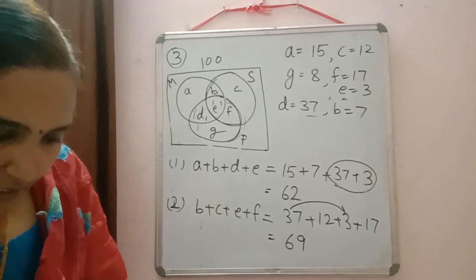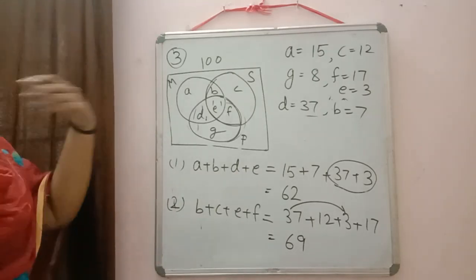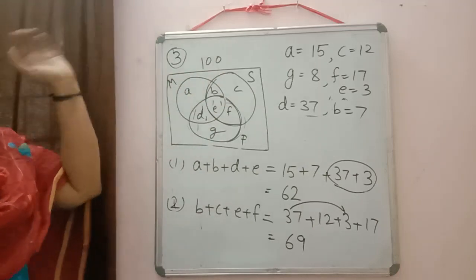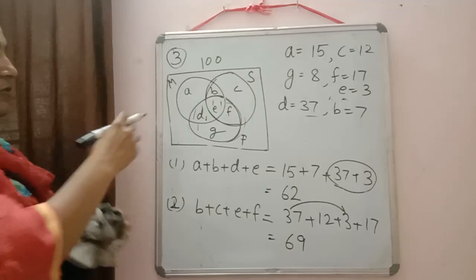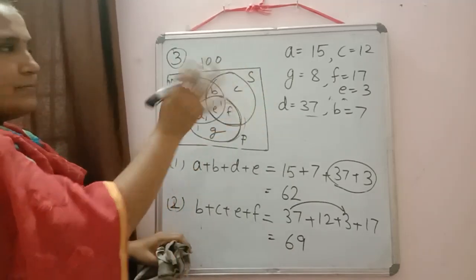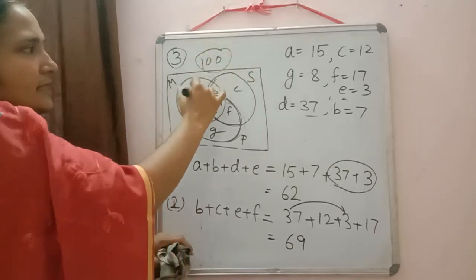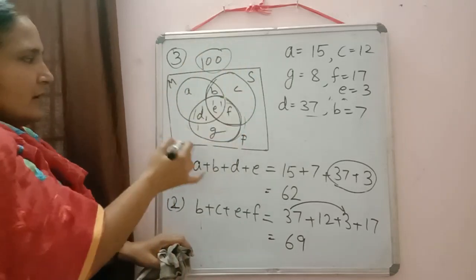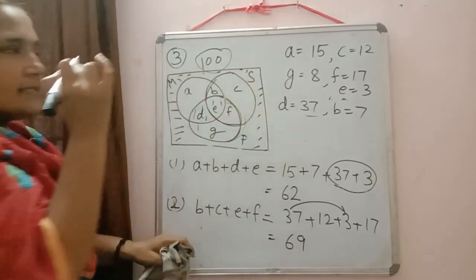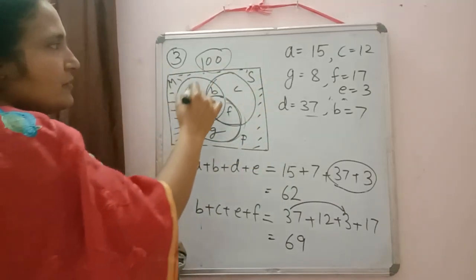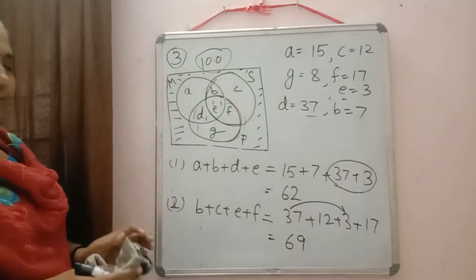Then next, did not offer any of the above 3 subjects. I am not interested in any of these 3 subjects, I want any other subject. Okay. So those who don't want any of these subjects means they are outside this category. Out of 100 students, they do not belong to this category. So they will be here. These students will be represented by this area. So first what we have to do? We have to add all these and after that we can subtract it from 100.